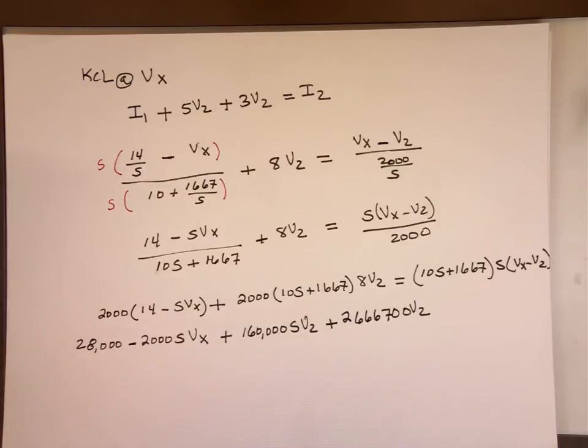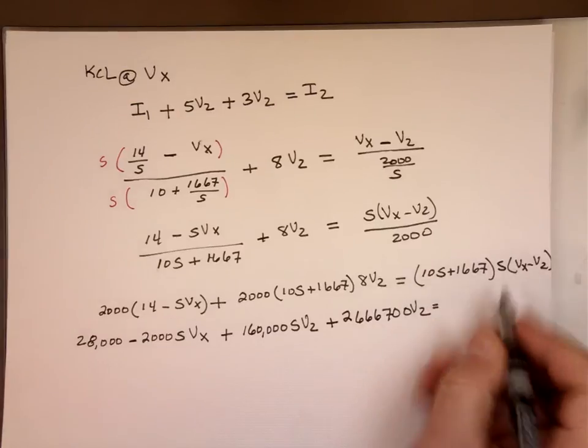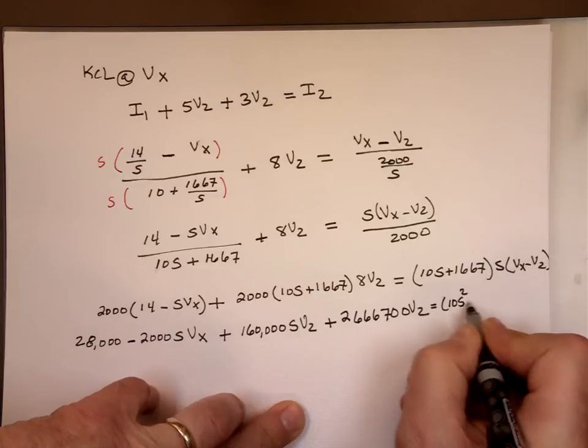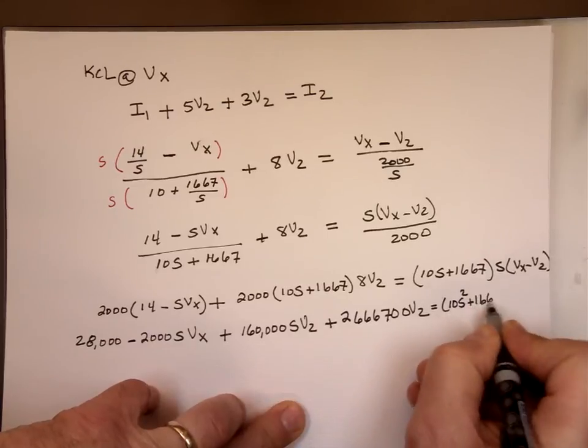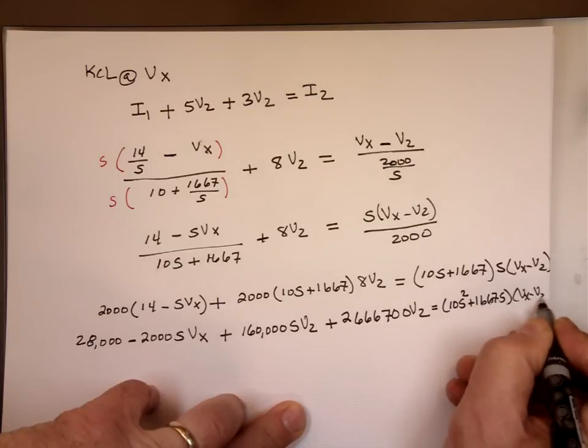Who picked this problem? 10S squared plus 1667S times Vx minus V2. We're still going to clean it.